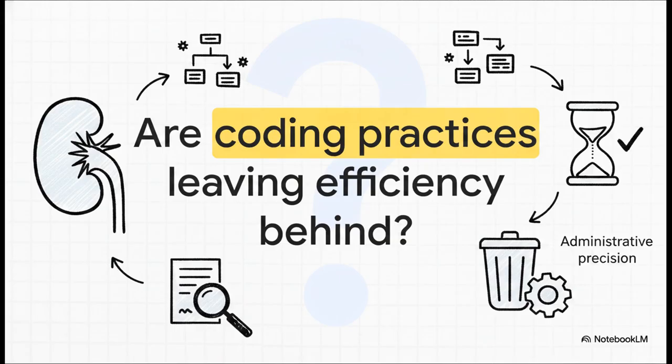From the one-entity rule of the renal pelvis and ureters to the timing variables of a VCUG and the strict bundles of antegrade studies, it leaves us with an important thought to chew on. In a bodily system that is perfectly designed to eliminate waste and maintain total biological precision, are your coding practices leaving efficiency behind? Ensuring your administrative precision actually matches the biological precision of human anatomy is really what sets a standard of excellence.